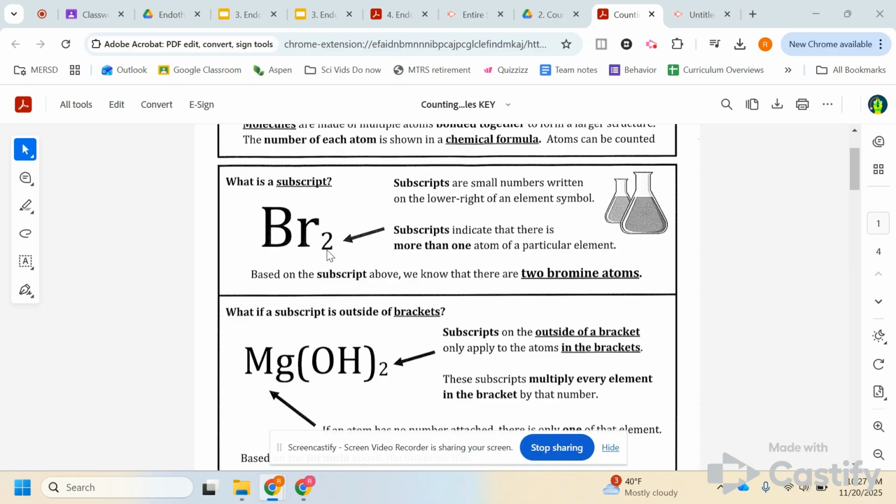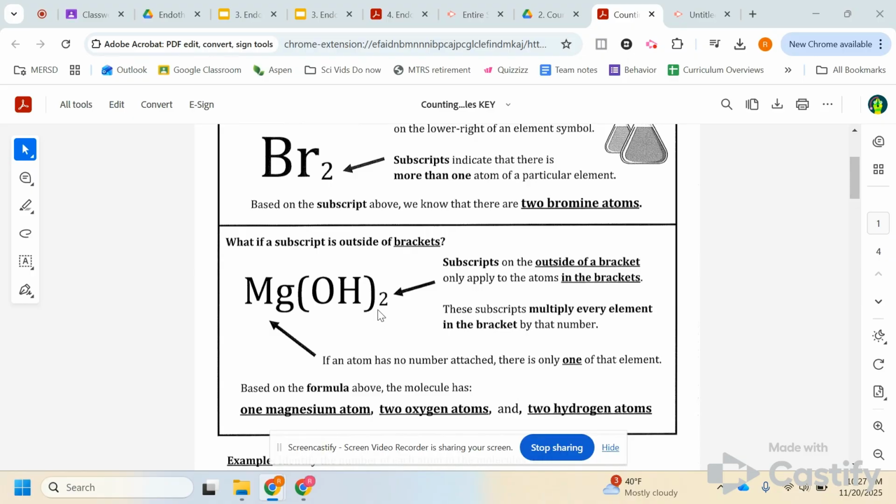If there's a subscript, that only applies to the element that it directly follows. So this tells us that there's two bromiums. Down here, if this 2 is outside of the parentheses, it does not apply to this Mg, but it does apply to everything inside of the parentheses. So that tells us that there's 2 hydrogens and 2 oxygens and 1 magnesium. That tells us that there's 1, 2, 3 elements, but 5 atoms. Here, there's 1 element, but 2 atoms.